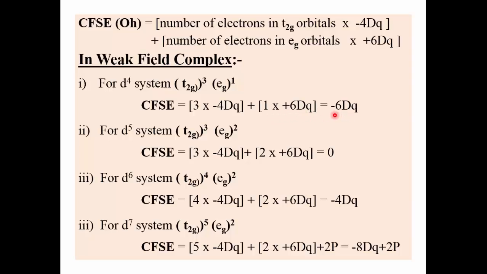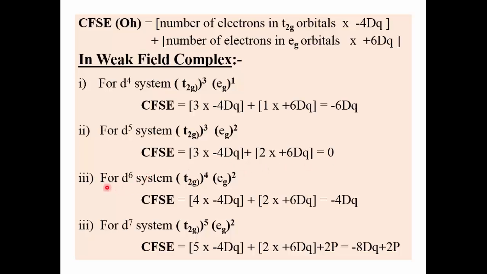Hence the calculation shows that the CFSE is minus 6 Dq: minus 12 Dq plus 6 Dq becomes minus 6 Dq. Then for the d5 system, 3 electrons are present in the t2g orbital and 2 electrons enter the eg orbital because 10 Dq value is small. Hence 3 into the energy of t2g orbital, minus 4 Dq, plus 2 electrons in the eg orbital into plus 6 Dq. So plus 12 Dq minus 12 Dq becomes 0.